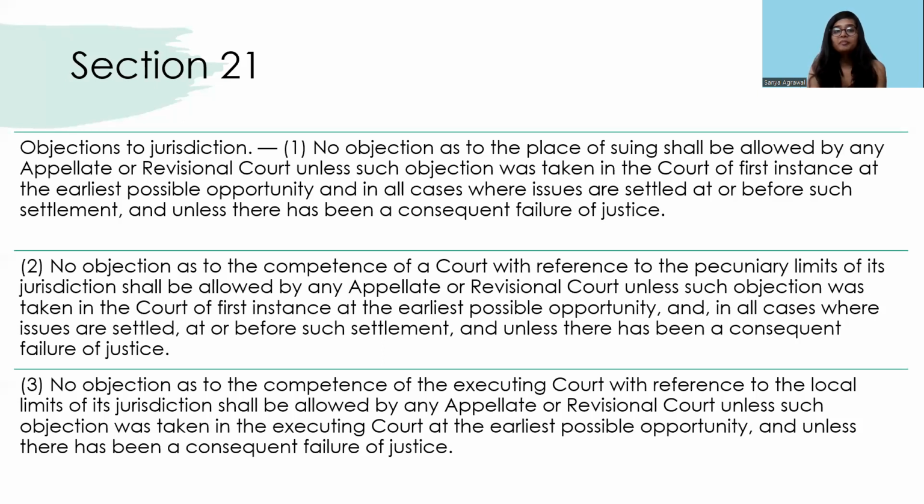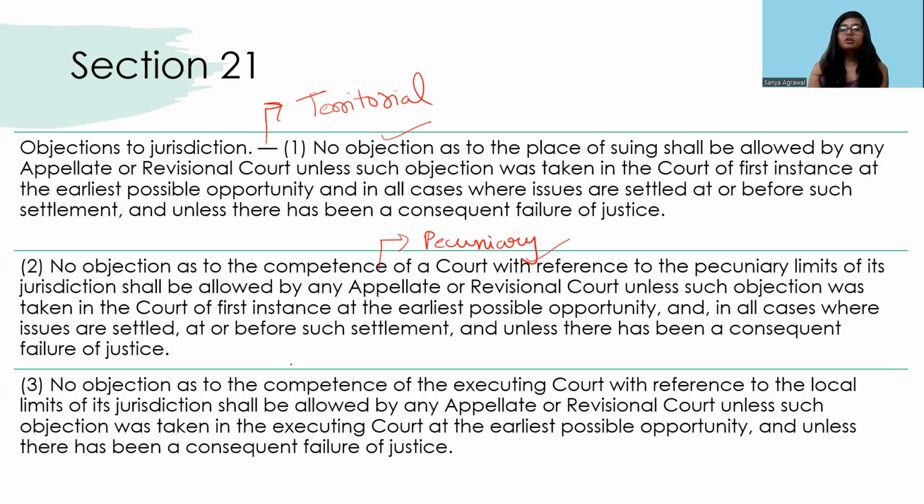Coming to the objection to jurisdiction given under Section 21, it has three subsections. First and second subsections are very much related. The only difference is that the first subsection is related to objection in relation to the territorial jurisdiction, while the second subsection is related to the objection to pecuniary jurisdiction. That means if a court does not have a territorial jurisdiction, then you can challenge it as per subsection 1. If a court does not have a pecuniary jurisdiction, then you can challenge it as per subsection 2.